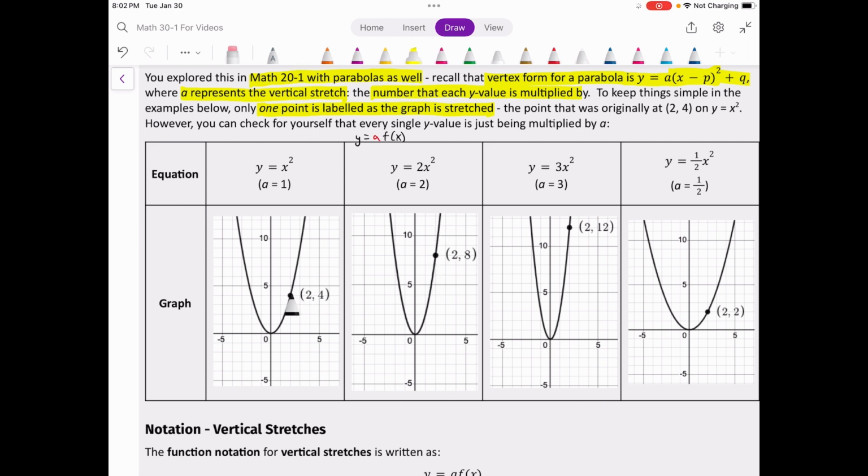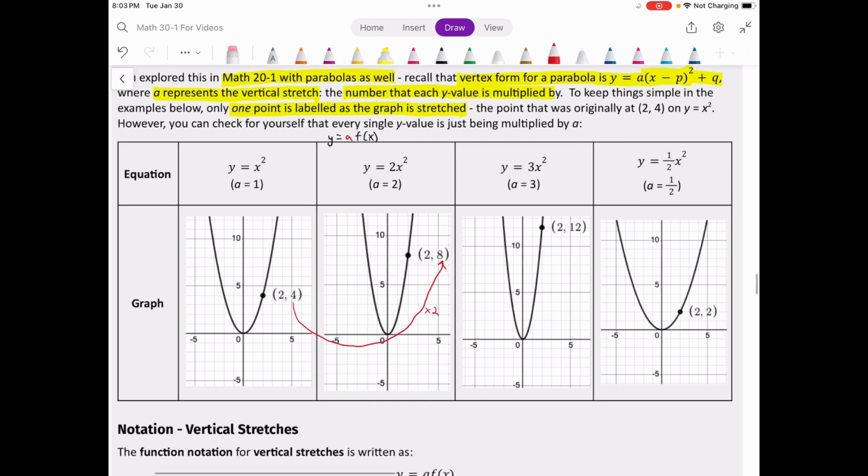So what was at (2, 4), the new y value is 8. When x is 2, now y is 8. Checks out with the equation as well, right? I used to just square 2 and get that y was 4. Now I'm squaring 2 to get 4, but then multiplying it by 2 to get that y is actually 8, right? So notice, all we've done here is multiply y by 2.